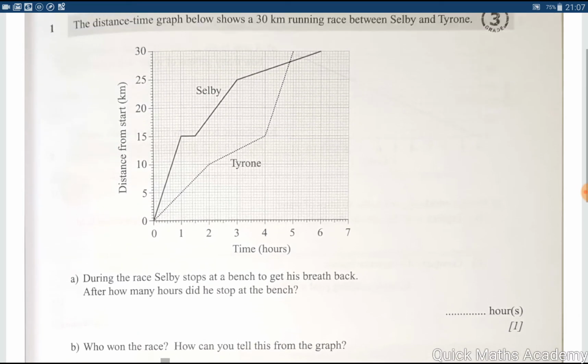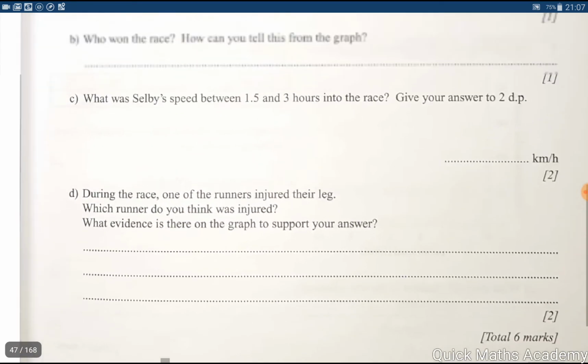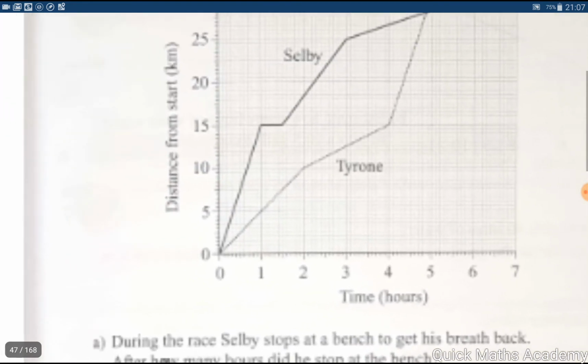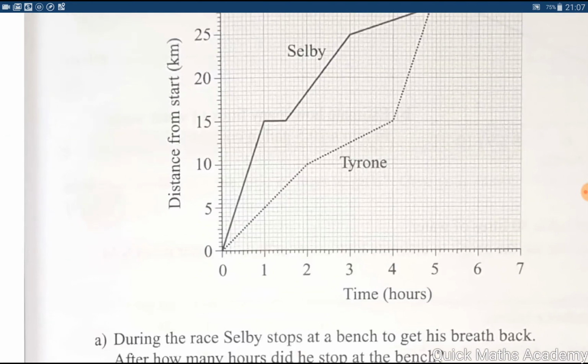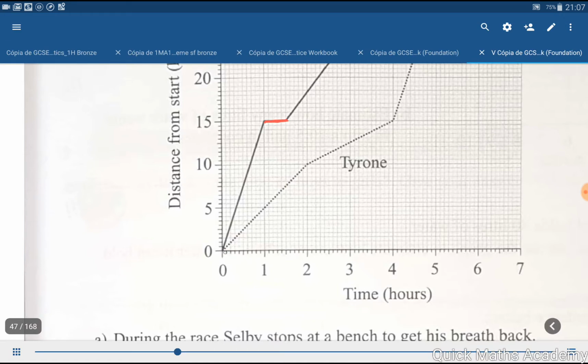During the race, Selby stops at a bench to get his breath back. After how many hours did he stop at the bench? We need to analyze the graph to see this. We can see that after 1 hour, Selby stopped.